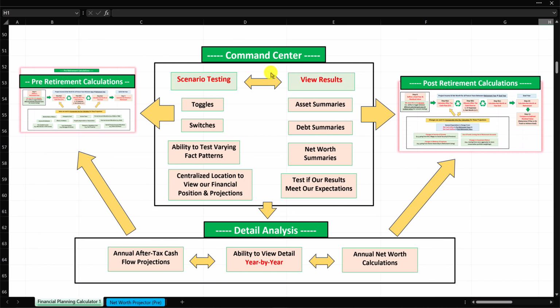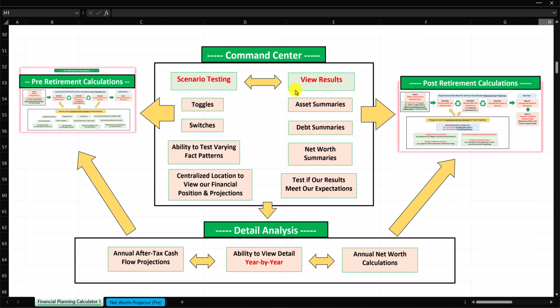In addition to that, we want to set up what I'm going to call a command center. And that is going to be the part of our financial and retirement planning calculator where we can do scenario testing as well as view the results of everything that we have set up. And within the command center, we're going to want to see toggles, we're going to want to see switches, we're going to want to have the ability to test varying fact patterns. Basically, we want a centralized location where we can modify and view our financial position and projections.